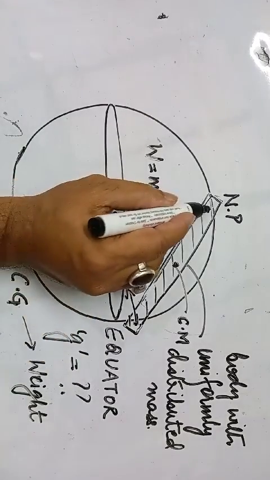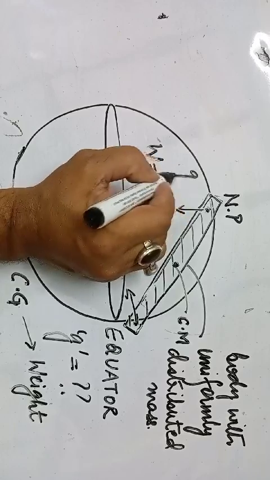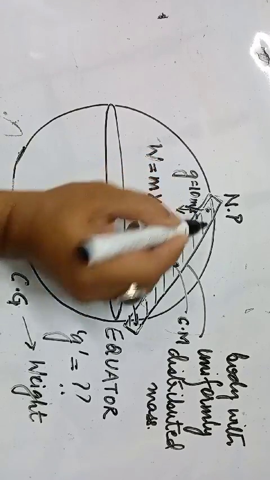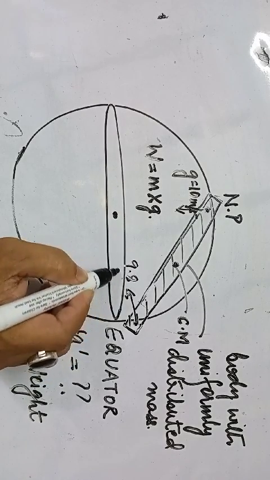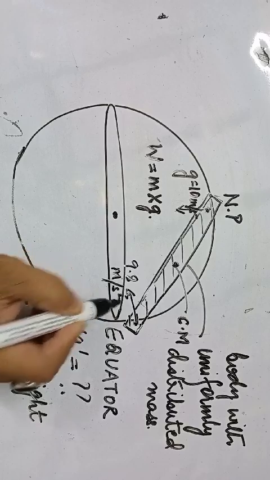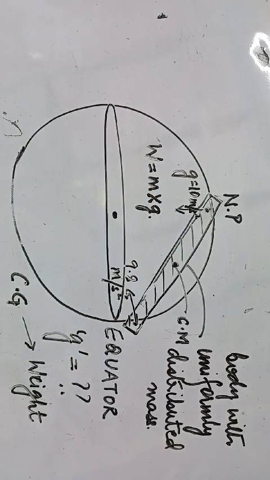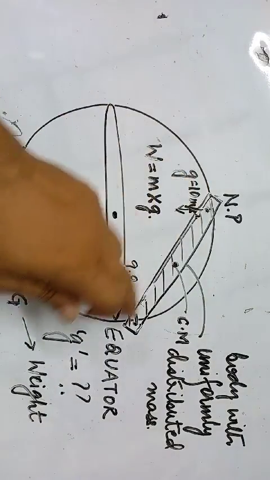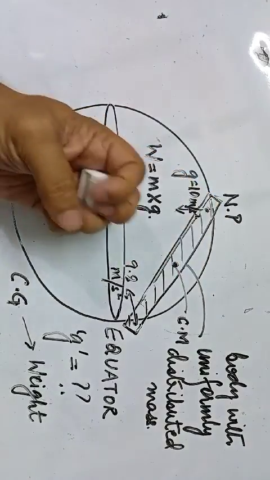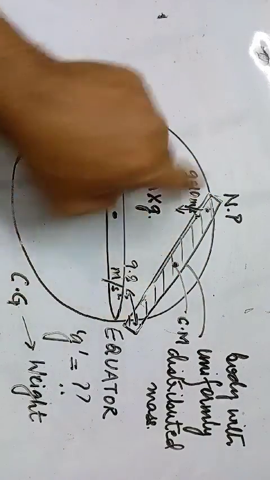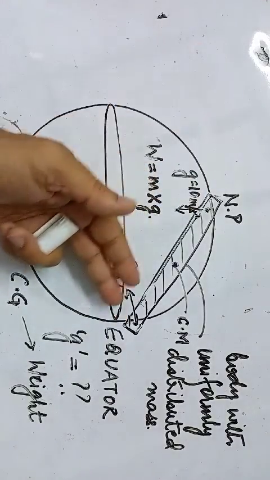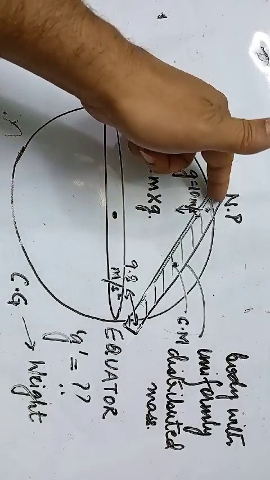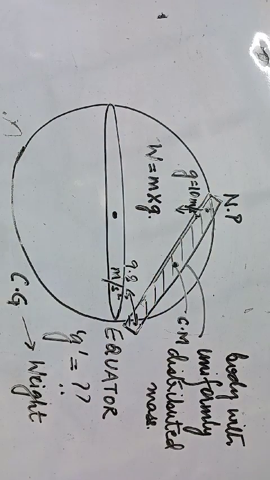No. The g value is in fact maximum over here, and the value of g over here is 10 meter per second square, whereas over here near the equator, it is slightly lesser. So you can say, for example, 9.8 meter per second square. It is because of this difference that although mass is uniformly distributed, the effect of gravity on different parts of the rod is going to be different, because we all know that this rod is so huge that it is covering the north pole as well as reaching the equator.